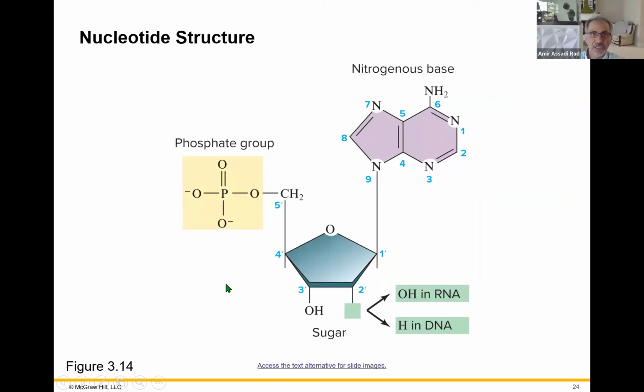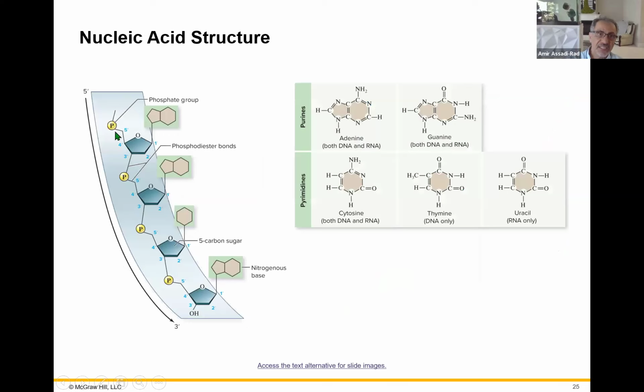Here is a nucleotide structure. Here is a DNA, phosphate, sugar, phosphate, sugar, phosphate, sugar, and the nitrogenous bases. Here attaches 5' carbon, number 5, and so on and so forth. Okay, great. Purines, you remember I said they have 2 rings?